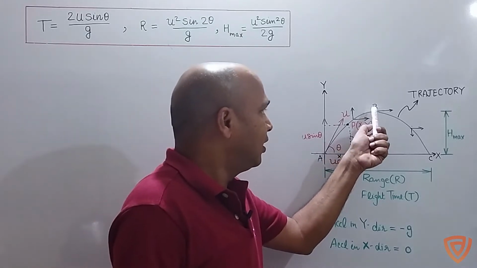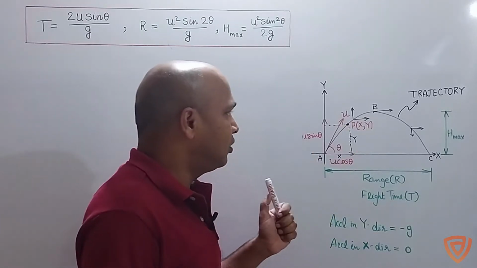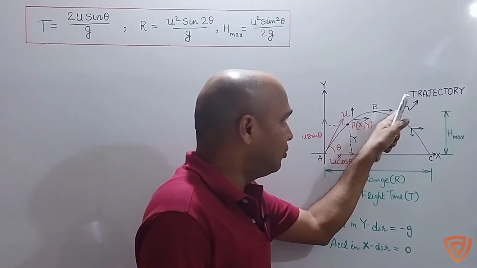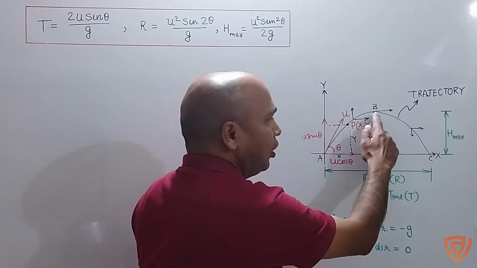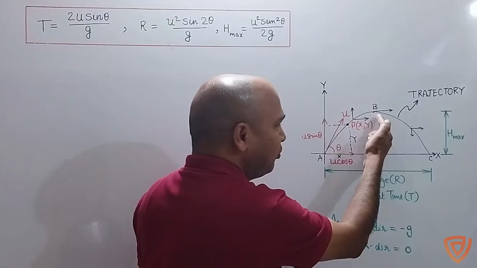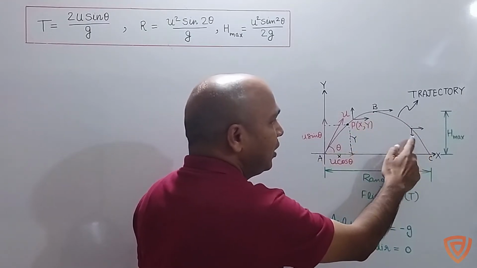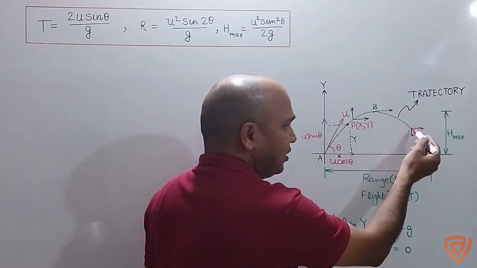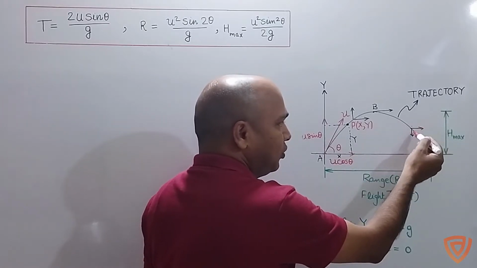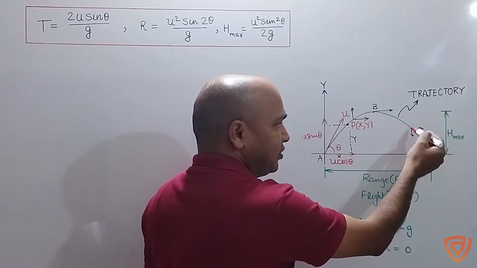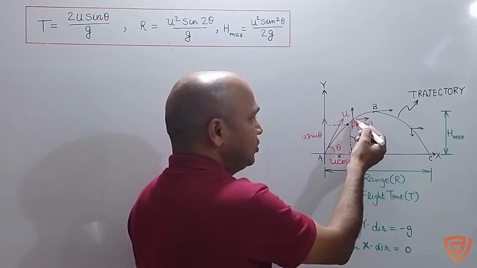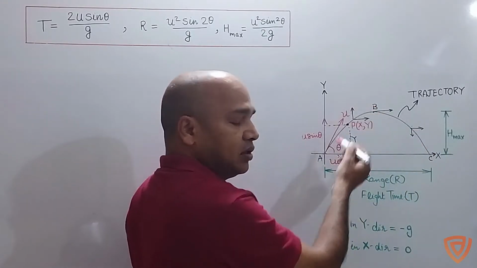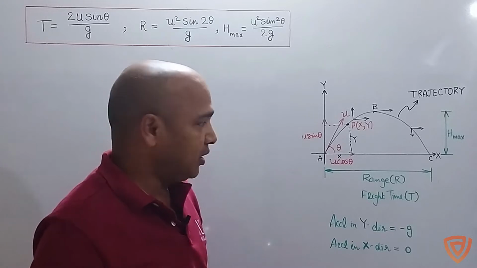That is why there is no vertical component of velocity, only horizontal component. But before point B or after point B, there are both components of velocity. You can see at this point we have both the components, horizontal as well as vertical, and here also horizontal as well as vertical. So this thing you have to keep in mind.